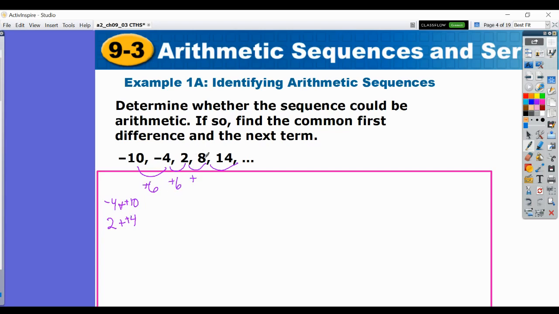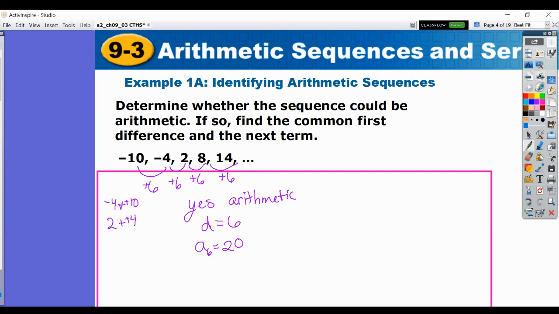This one you can probably figure out pretty quick. It's up 6 and up 6. So the answer is yes, it is arithmetic. The common difference is 6. And then the next term, well, I can find the next term would be 20. 14 plus 6. 1, 2, 3, 4, 5, 6. So for this problem, I could say a sub 6 is 20 for the next term. And that answers that one.